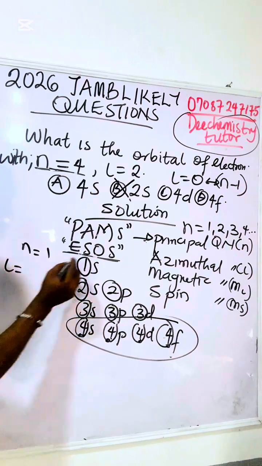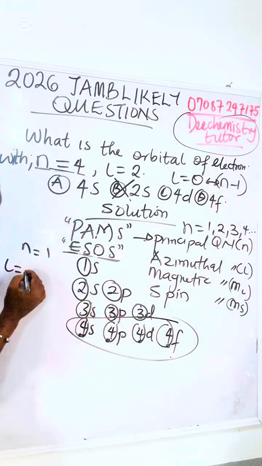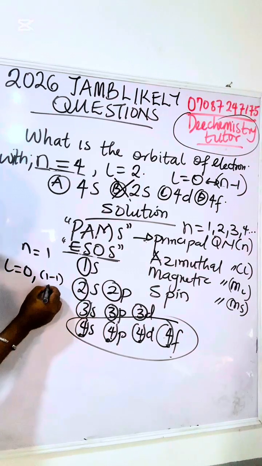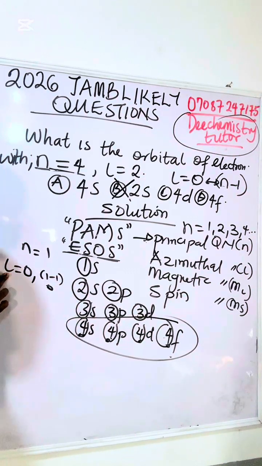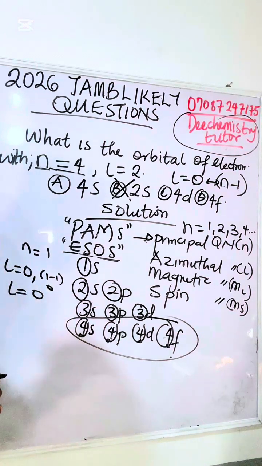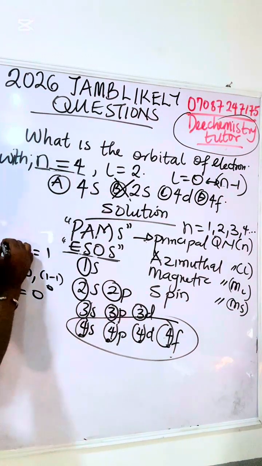That means L will be what? 0 to n minus 1. That means it will be 0 to n minus 1, which is 1 minus 1, still 0. So that is why the only thing we have here is L equals 0. No pressure. Just follow me. That is based on this.